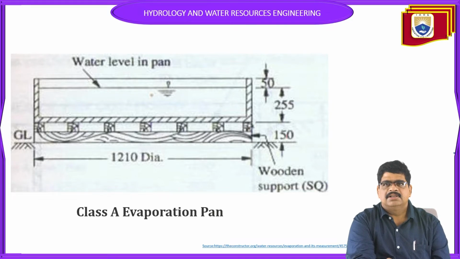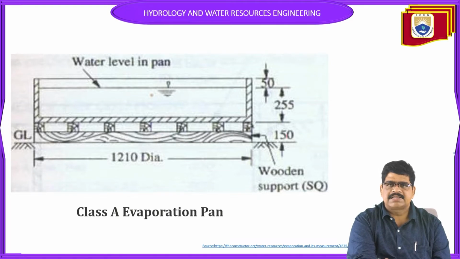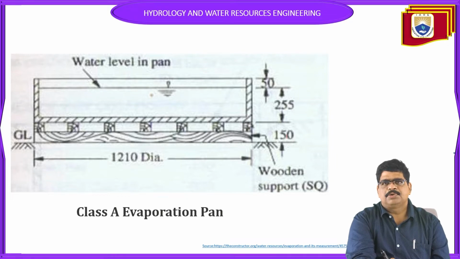And why is it kept above the ground on wood? For actual evaporation, it is fixed above the ground level. Some of the heat can be absorbed by the ground at the bottom, so the exact evaporation calculation would not be counted. That's why we keep the pan above the ground on the 150 mm wooden plate. So wooden supports are inserted at the bottom of the pan.